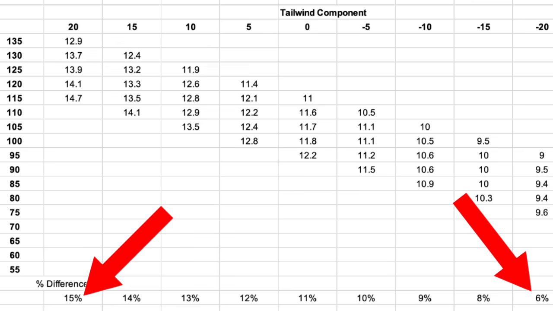But let's take a look at what this actually means on a real trip. Back to power settings in just a moment.